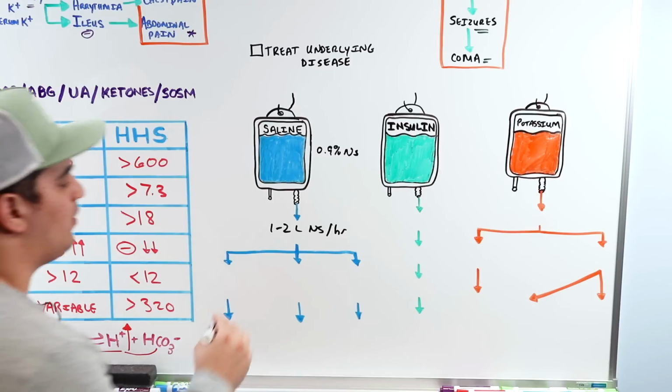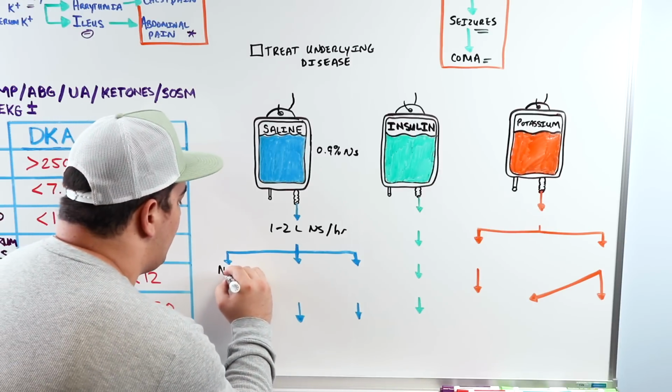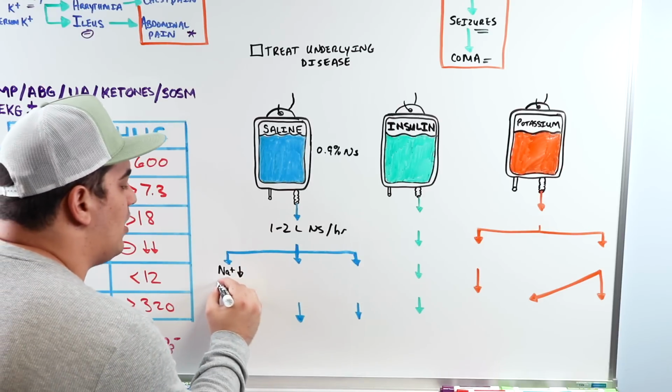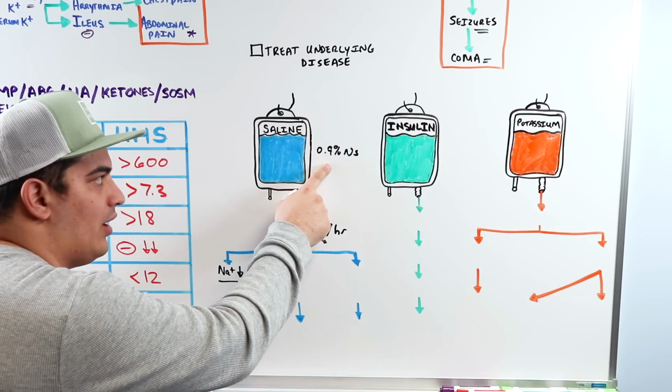Then what we're going to do is we're going to recheck their sodium and glucose, particularly the corrected sodium. Let's say that we check their sodium and their corrected sodium is low. Well, then if their corrected sodium is low, I don't want to go ahead and give them a lower amount of that saline, the normal saline.